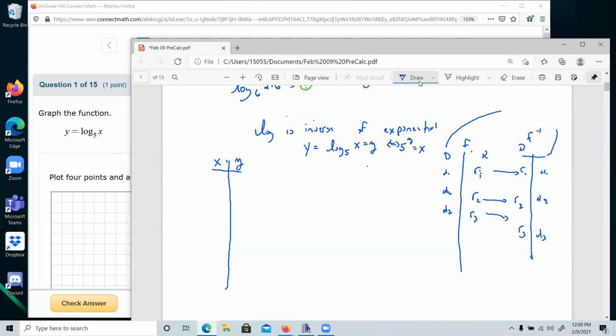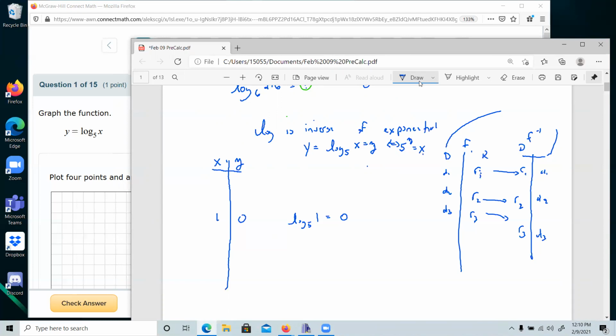Now notice I'm doing this first. So I'm going to pick y is equal to 0. If I put y is equal to 0, what's x have to be? x has to be 1, right? Because 5 to the 0 is going to be 1. So log base 5 of 1 is equal to 0. That's actually true for any logarithm with any base. The log of 1 for any base is going to be 0.